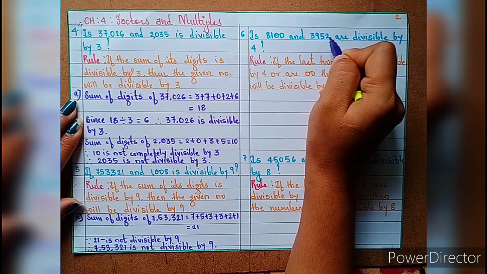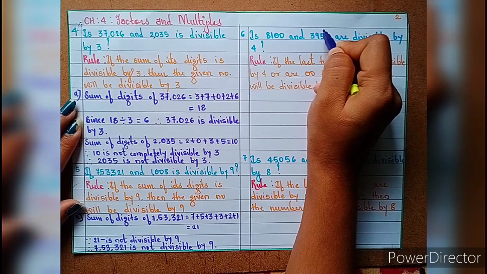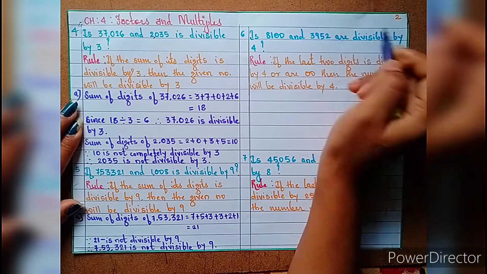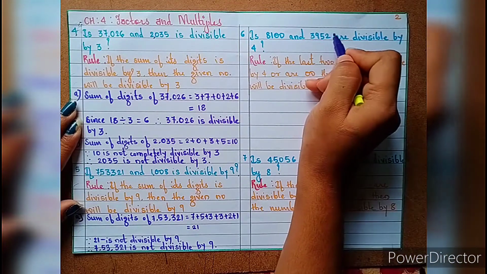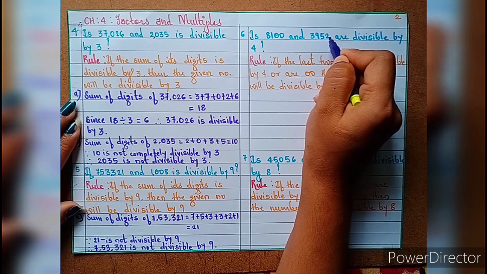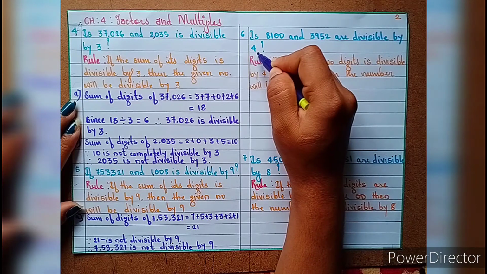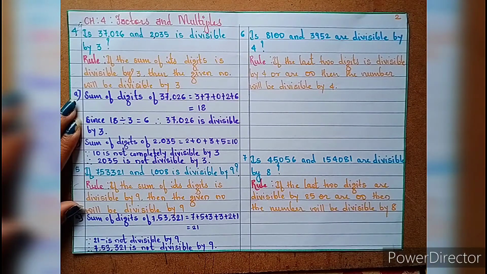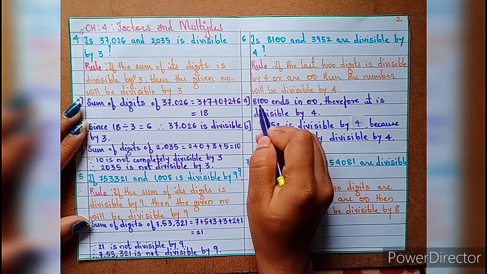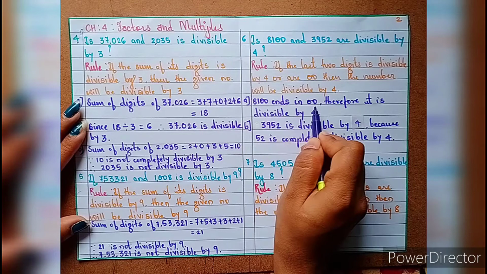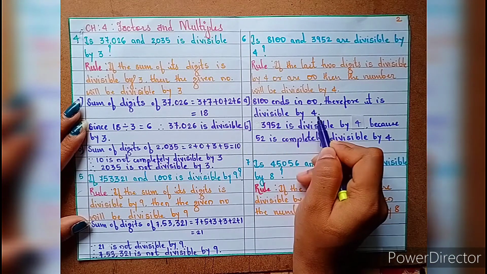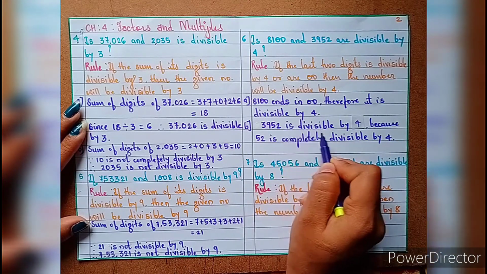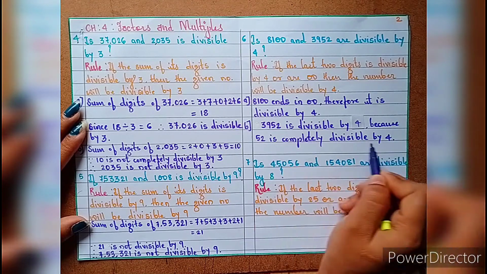Last two places, just see 52: 4 ones are 4, then remain 1, and 4 threes are 12. Therefore, this is also divisible. 52 is completely divisible by 4. Therefore, 3,952 is also divisible by 4. 8,100 ends in 0. Therefore, it is divisible by 4. And 3,952 is divisible because 52 is completely divisible by 4.